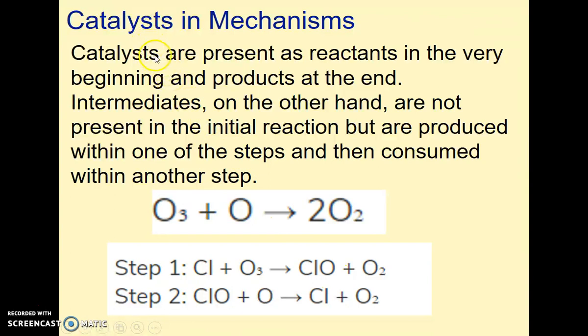Now, catalysts are things that are present as reactants in the very beginning and also as products at the end of the mechanism. So if we take a look, is there anything in the reactants that's also present in the products? And we have chlorine. So chlorine is present in the reactants, and it's also present in the products. And remember, catalysts are not used up by the reaction. So in this case, Cl is acting as a catalyst to speed up the reaction. It's present in the beginning, and also present at the end. It's not used.